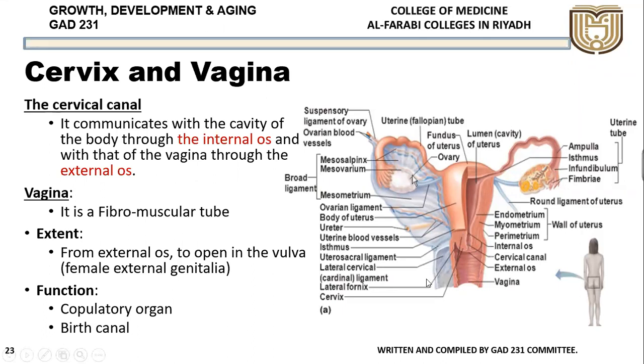Now coming to the final part, the vagina. So this is the vagina. It is a fibromuscular tube, extending from the external os to open into the vulva. It opens from the external os and outside into the vulva, which is called the female external genitalia. Coming to the functions, what is the function of the vagina? It is a copulatory organ in the female, as well as the birth canal through which the fetus, which develops here, comes out. So it is both a copulatory organ as well as the birth canal.